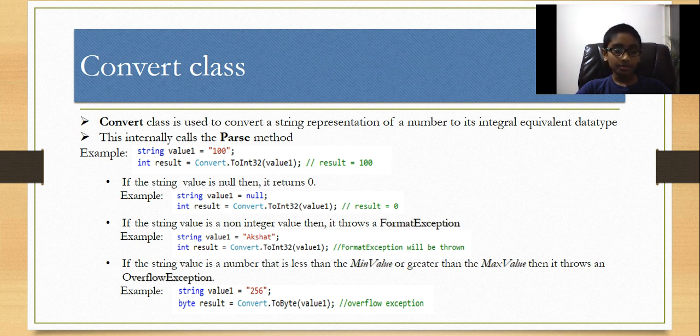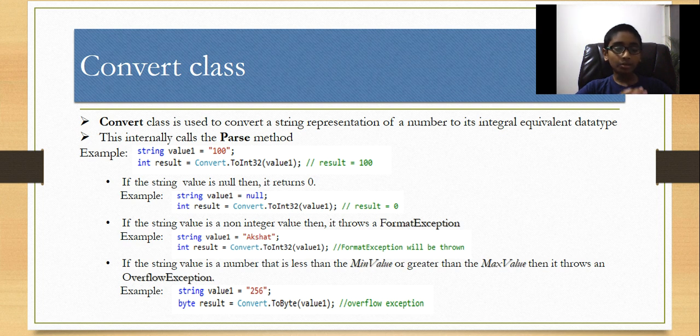If the string value is a number that is lesser than the minimum value or greater than the maximum value, then it throws an overflow exception. For example, here I'm declaring a string and assigning it the value of 256, and then I'm creating a byte and converting the string to it. Of course, a byte cannot store the value of 256. It can only store the values 0 to 255.